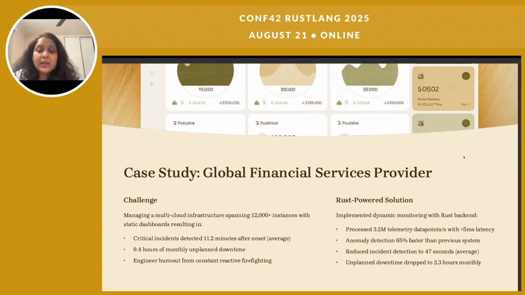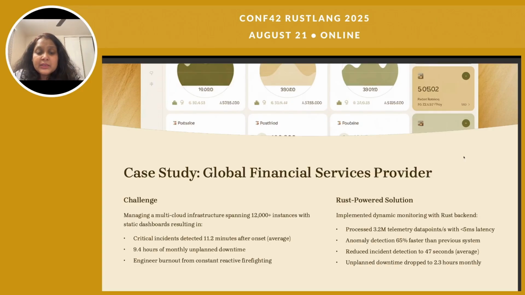Going forward, let's take a case study where we have a global financial service provider with an environment with more than 12,000 instances running across multiple cloud providers. The problem faced was an average detection time of almost 11 minutes and 9.4 hours of downtime per month. After migrating to a Rust based real time monitoring backend, they processed 3.2 million telemetry data points per second with less than 5 milliseconds of pipeline latency.